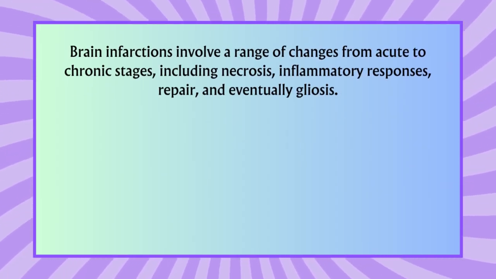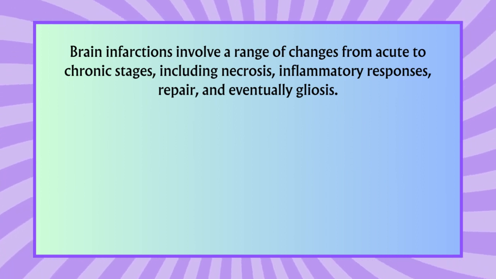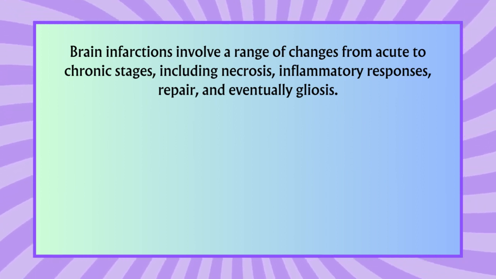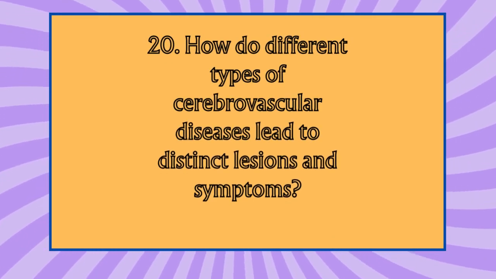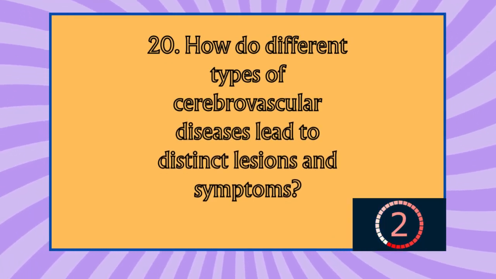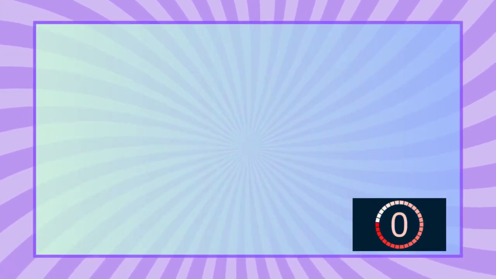19. Explain the pathological changes associated with brain infarctions and their progression. Brain infarctions involve a range of changes from acute to chronic stages, including necrosis, inflammatory responses, repair, and eventually gliosis.